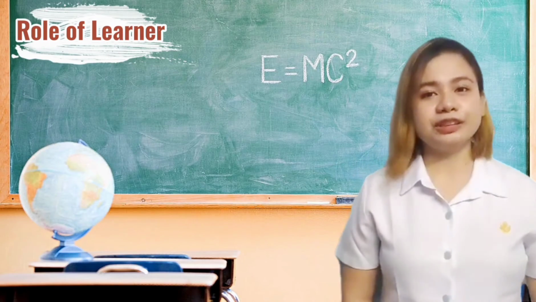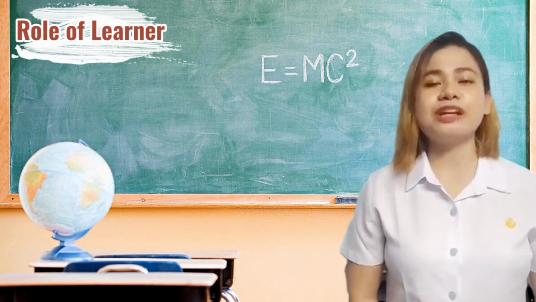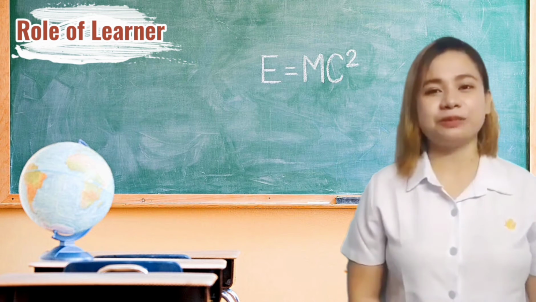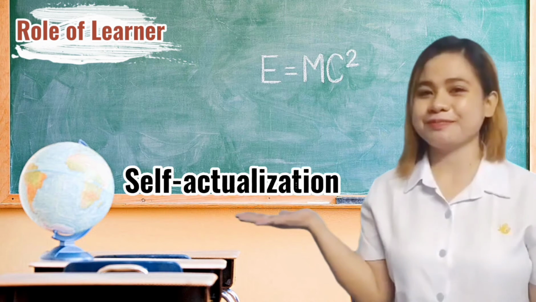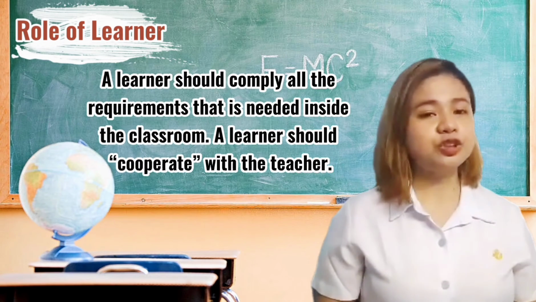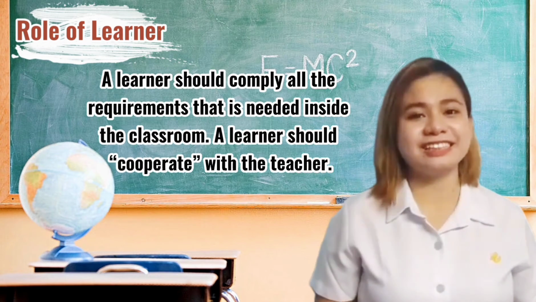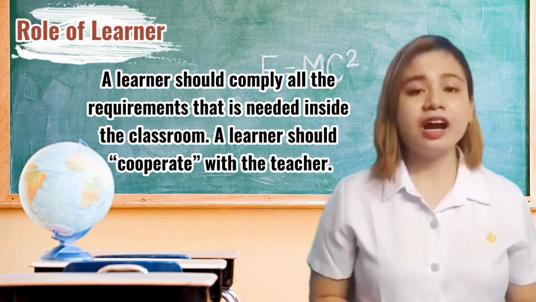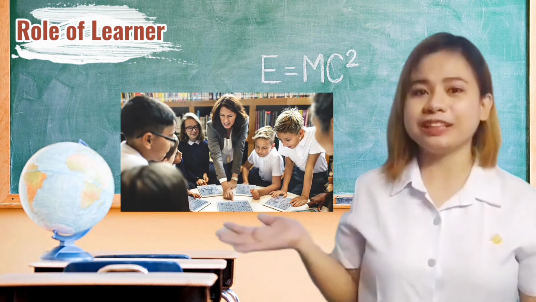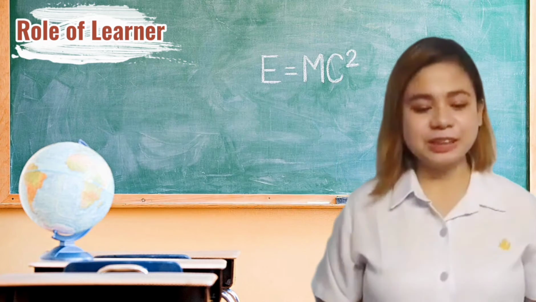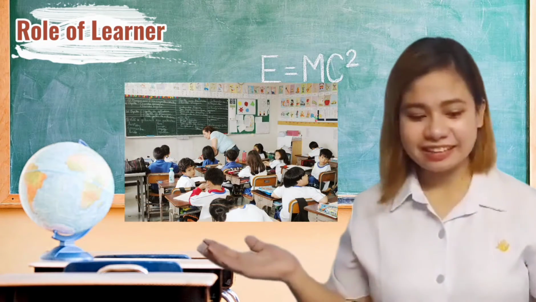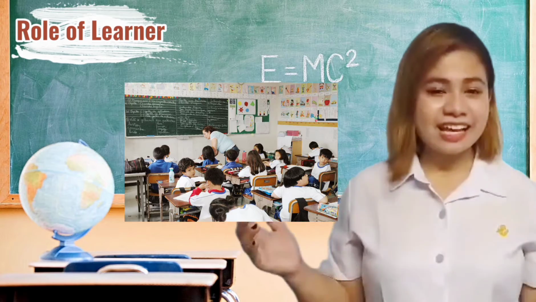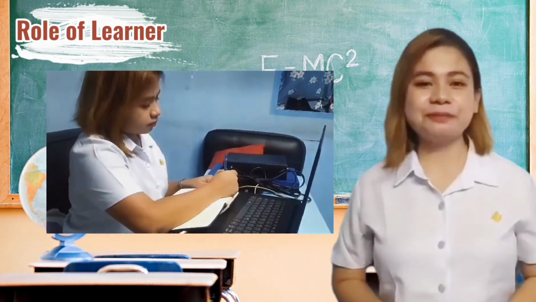The role of the learner in the humanistic theory of Maslow is to explore in order to achieve self-actualization. A learner should comply with all the requirements that are needed inside the classroom. A learner should cooperate with the teacher. Learners are responsible for attending class, completing readings, and submitting all their assignments prescribed by their teacher. When the learners meet all their needs, they become more motivated to achieve their goals.